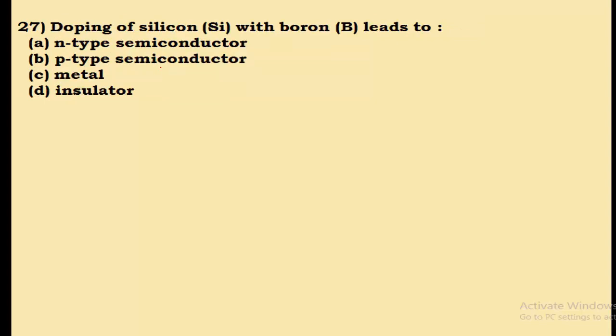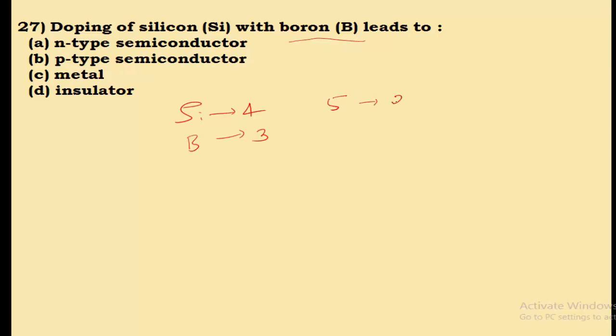27th, doping of silicon with boron leads to. So doping, as I have already told, is the addition of impurities. So here, if we add boron as an impurity to the silicon, what will happen? What is the valency of silicon? Silicon's number of valence electrons is 4. And boron's number of valence electrons is 3, because its atomic number is 5.